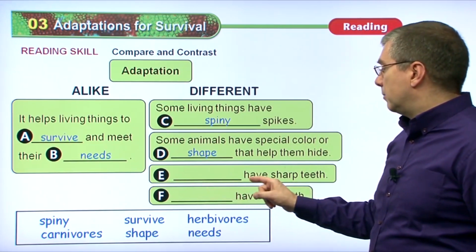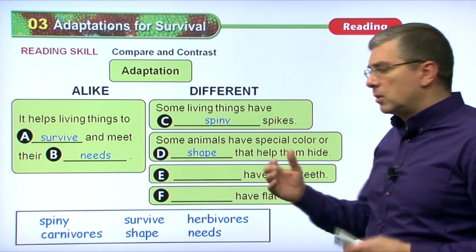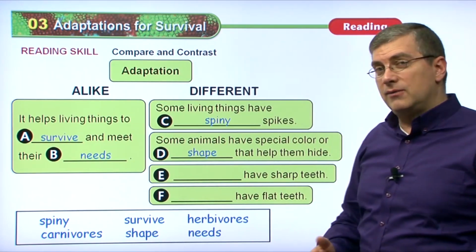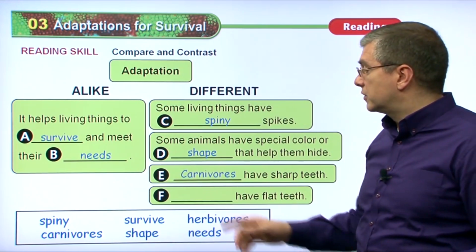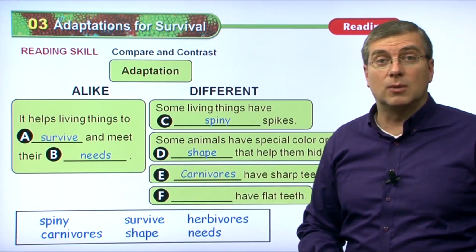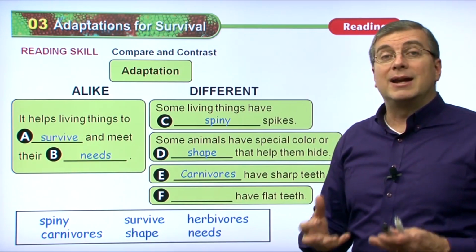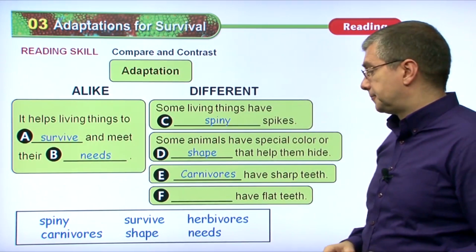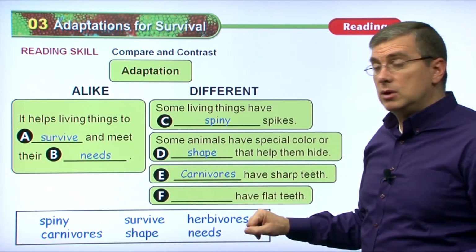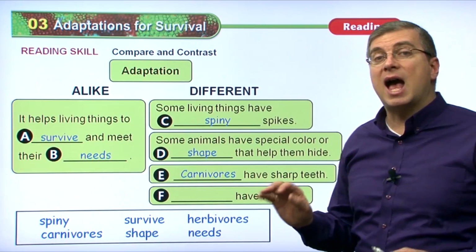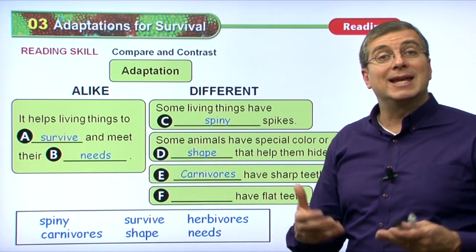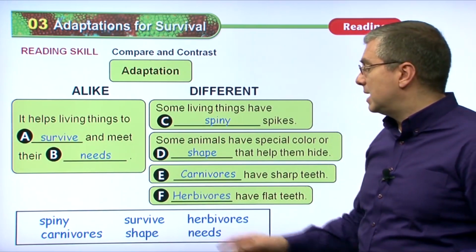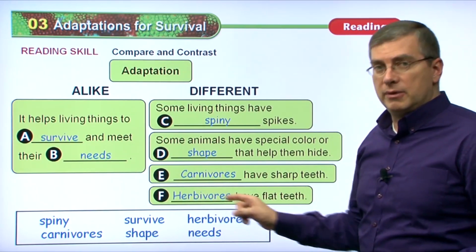Now here we have a blank, have sharp teeth. So we're looking for some kind of animal that has sharp teeth. What kind of animal has sharp teeth? If you chose carnivores, you would be correct. Remember, carnivores, their adaptation is sharp teeth so that they can eat other animals. Now another type of animal has flat teeth. They have flat teeth so that they can eat plants. What kind of animal eats only plants? That would be herbivores.